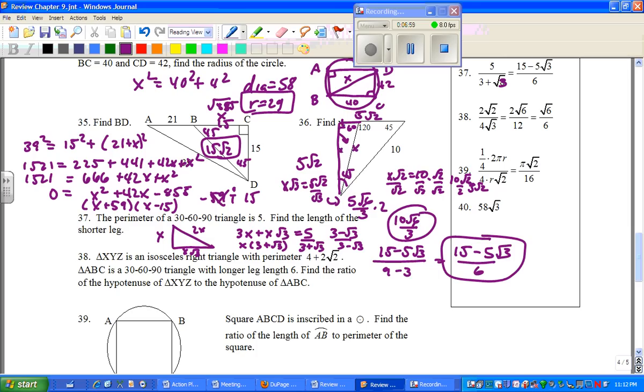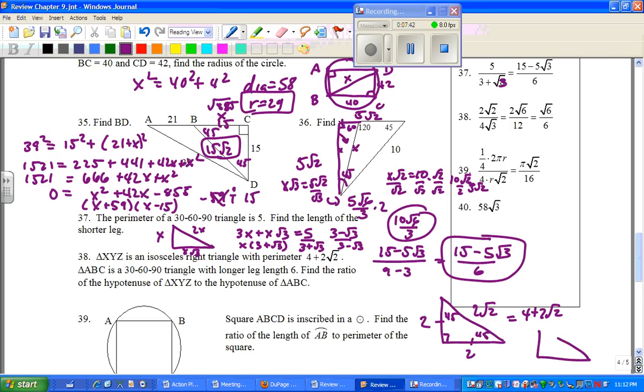Number 38. The triangle XYZ is an isosceles right triangle with a perimeter of 4 plus 2 roots of 2, so it's a 45, 45, 90. Triangle ABC is a 30, 60, 90 triangle with a longer leg of 6. Find the ratio of the hypotenuse of XYZ to the hypotenuse of ABC. Well, if you know the perimeter is 4 plus 2 roots of 2, the sides have to be 2, 2, and 2 roots of 2. That's how the perimeter equals 4 plus 2 roots of 2.